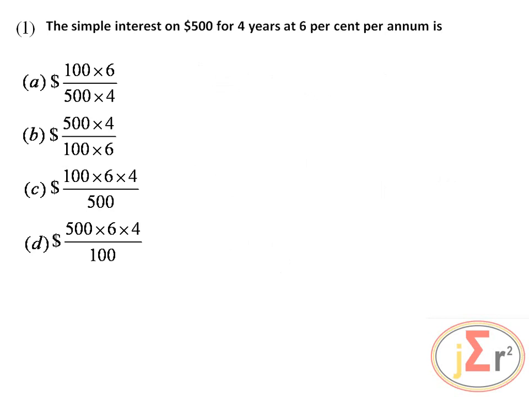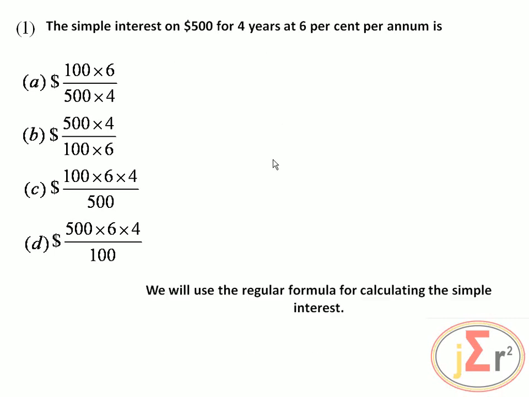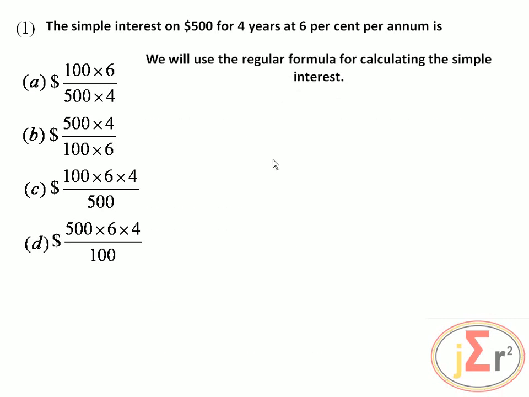This problem requires that we develop an arithmetic expression for the simple interest given the information that we have right here. We will use the regular formula for calculating the simple interest. Simple interest is equal to principal multiplied by rate multiplied by time.